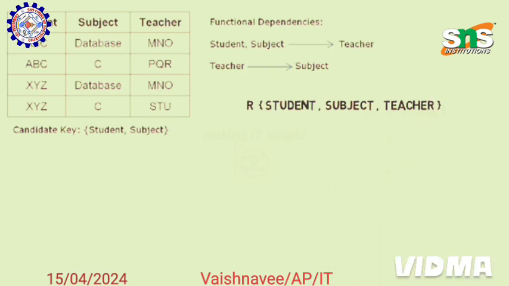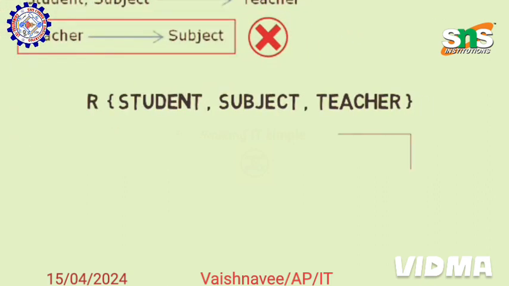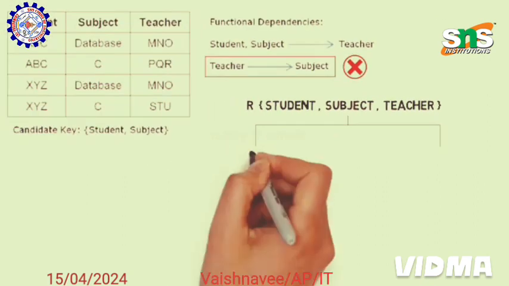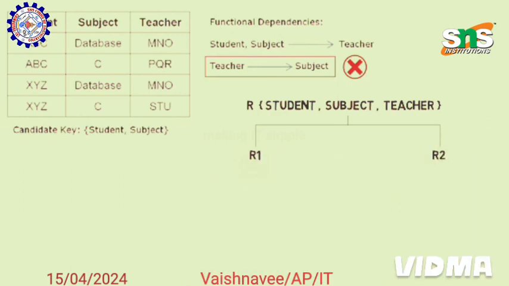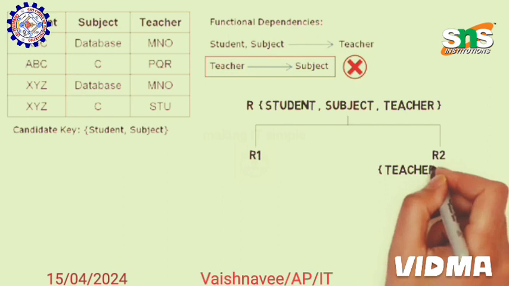So what is required to transform this table into Boyce-Codd normal form? We need to decompose the table. We had a relation or table R with student, subject and teacher attributes, where teacher determines subject. This functional dependency is not allowed. So we will decompose the table into different tables, R1 and R2.